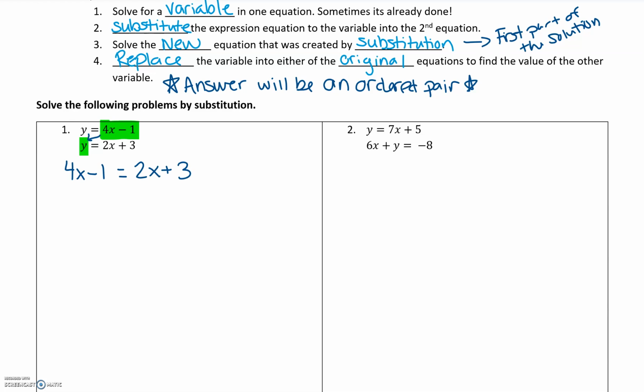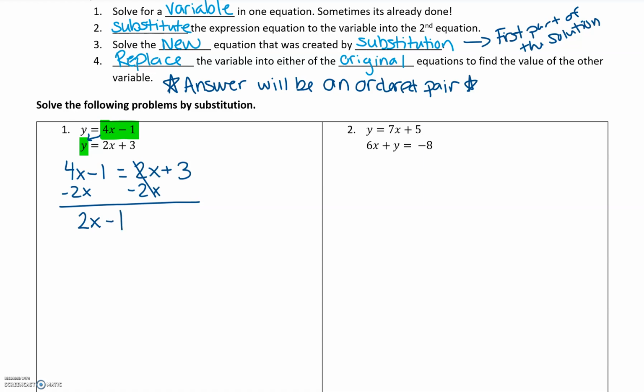So we've done step 1, we've done step 2. Now we're on step 3. We are going to solve this new equation that we created by substitution. What's the variable we have to solve for? It's x. So we need to solve this for x. I like to move my x's to the same side first, so I'm going to subtract 2x on both sides. Remember, what you do on one side of the equal sign, you have to do on the other side. So 4x minus 2x is 2x.